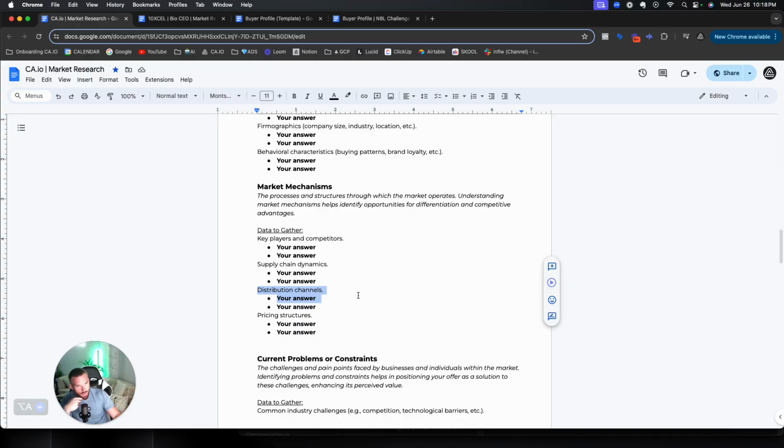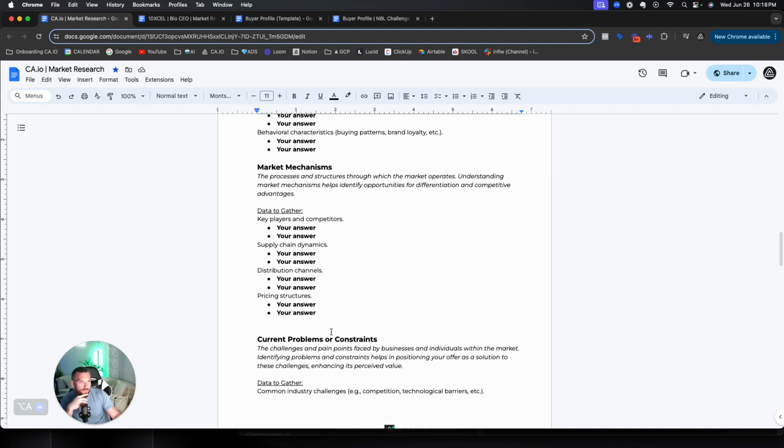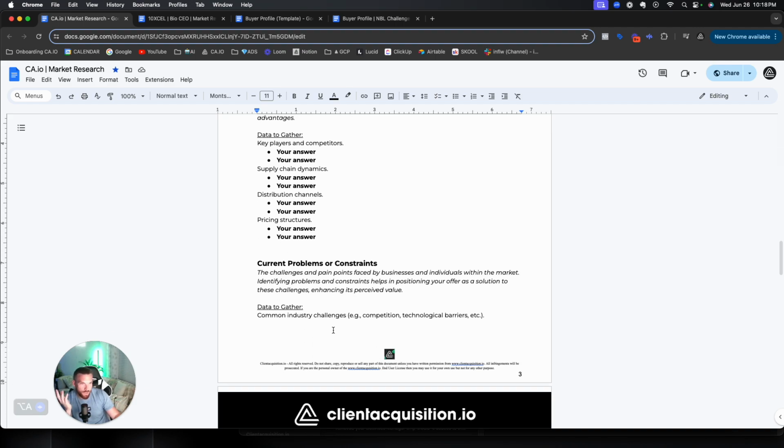Distribution channels, on the other hand, for internet marketing companies would be like Google, Facebook, WordPress, whatever. Pricing structures, so this is going to be what the average ticket price is of the range of services that the people within this niche offer. And then it'll take a little bit of time for you to figure that out. You'll basically just, again, do some Google searches and figure that out.